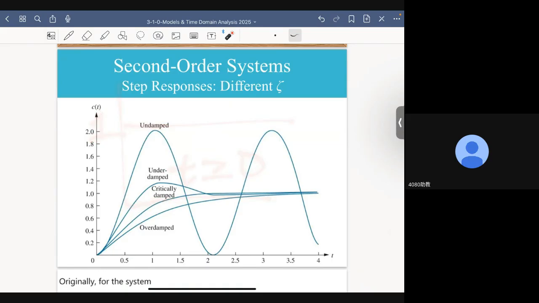Now, again, similar to what we have for the zero input response, the unit step response of a spring mass damper system can be divided into 3 different scenarios or 3 different categories: overdamped, critically damped, and underdamped, all right?